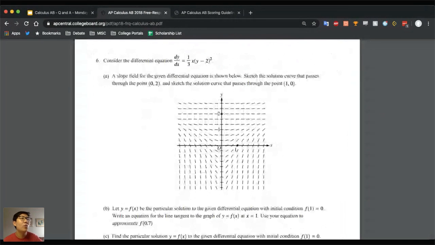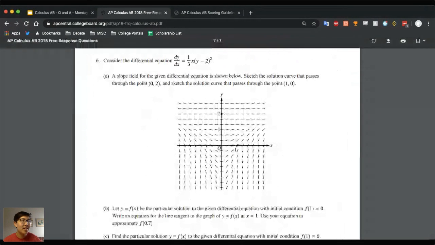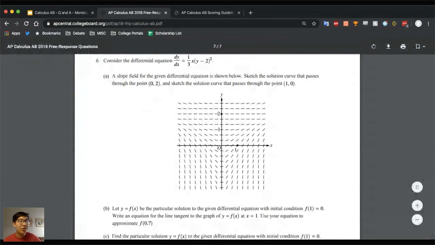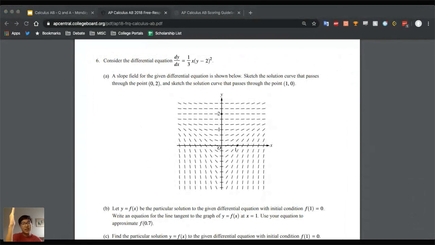First you see that it wants you to sketch the solution curve that passes through 0, 2. So remember what these little lines mean. It's just saying the slope at these values, so for instance here, the slope is 0, because if the slope is like this, it's 0. If it's like this, it's undefined. And if it's like this, it's 1. And as you get steeper and steeper, let's say we have a rate of change of 2, that means it's going to be steeper versus a rate of change of like 0.5.